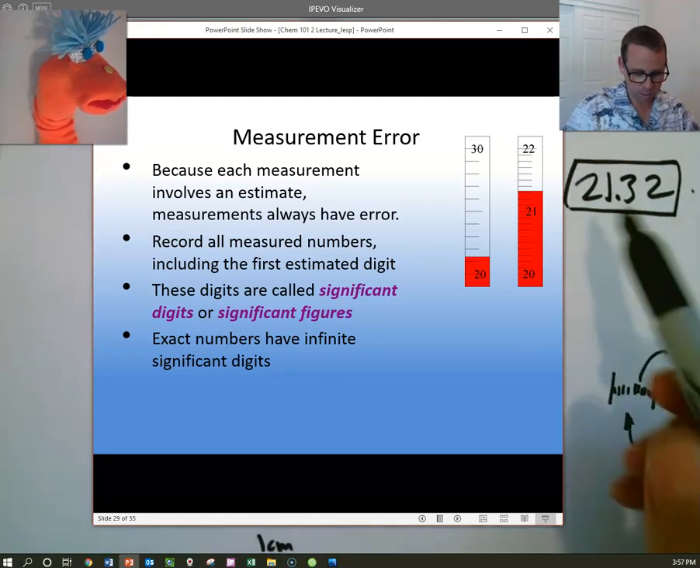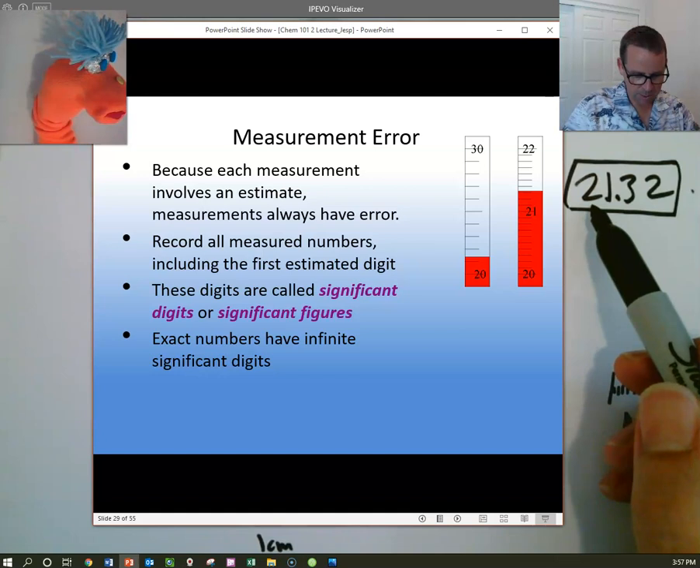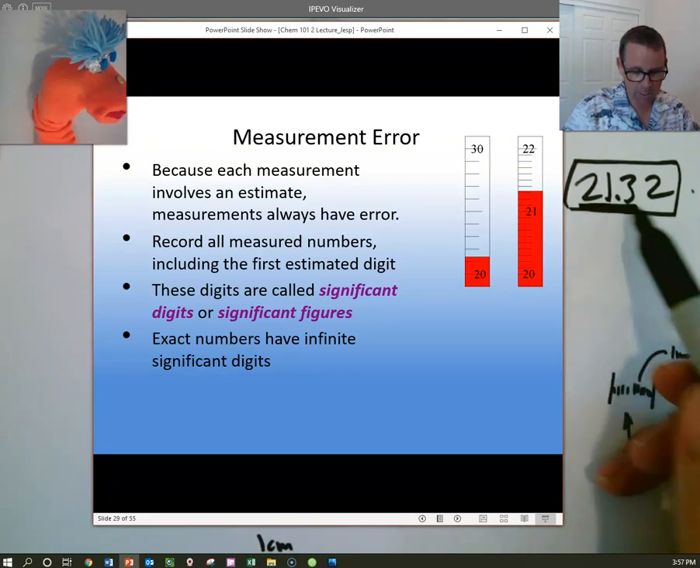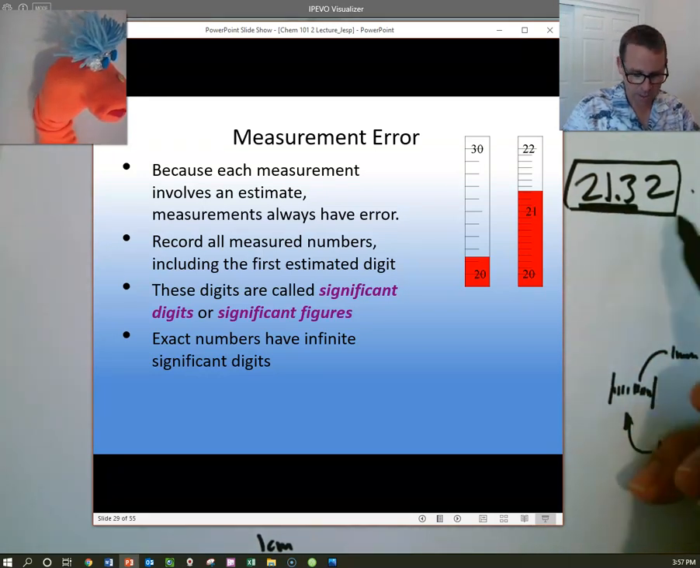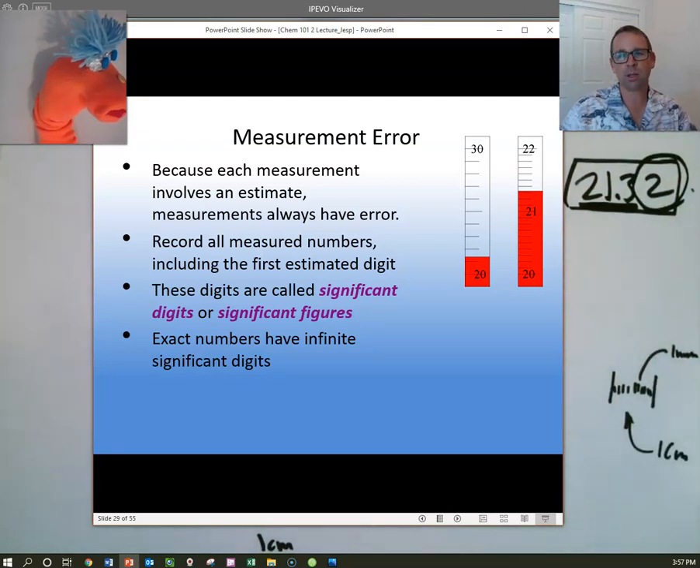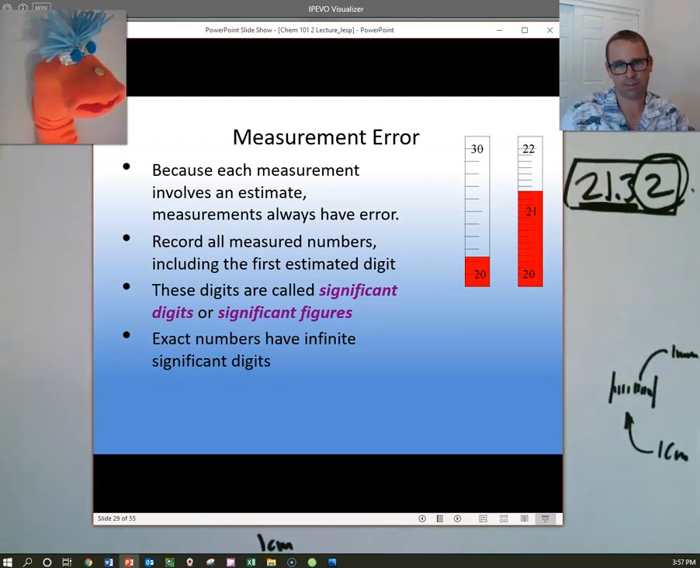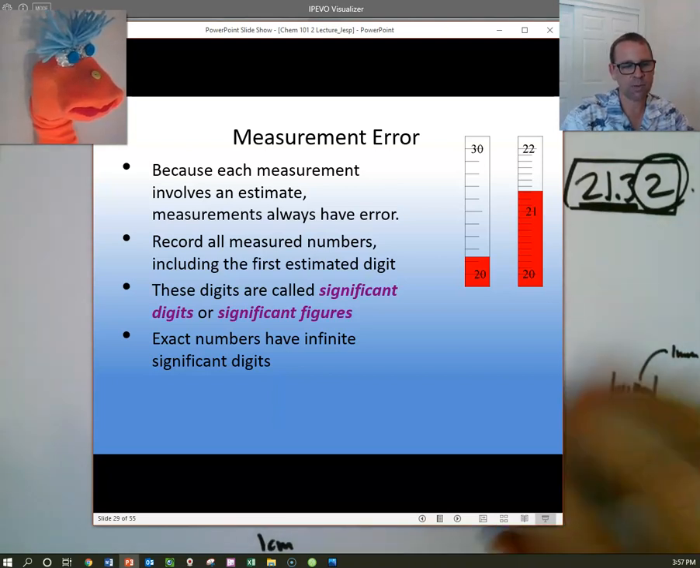So you can tell how many what we call significant figures you should be able to have, and you can express your numbers by letting people see 21.3, that was something that I could read on my device, and then this one, the last one, is always our estimate. Okay? So we express our estimate in our significant figures like that.